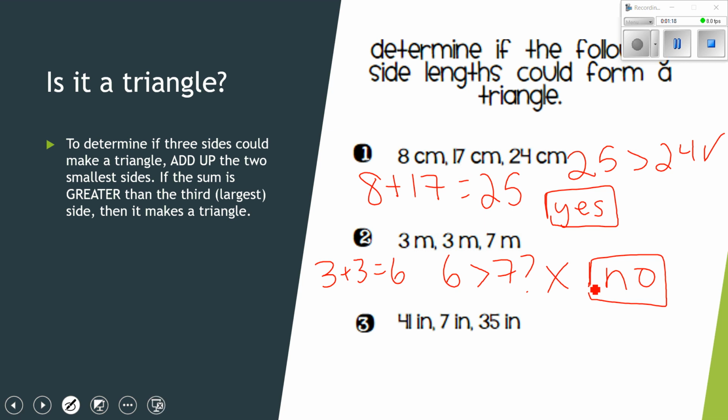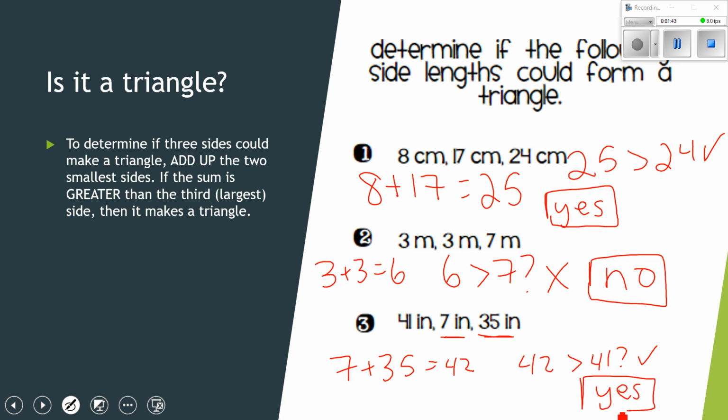And on my third example, my 2 smallest sides. Now, this is really important. You want to make sure you're using the 2 smallest sides and not just the first 2 sides you see. So we're going to add 7 and 35 because those are our 2 smaller sides, and that equals 42. Is 42 greater than 41? Yep. Therefore, it's a triangle. Now, your answer has to be bigger, so if you get the same number, it is still not a triangle. Remember, it has to be greater than the third side.